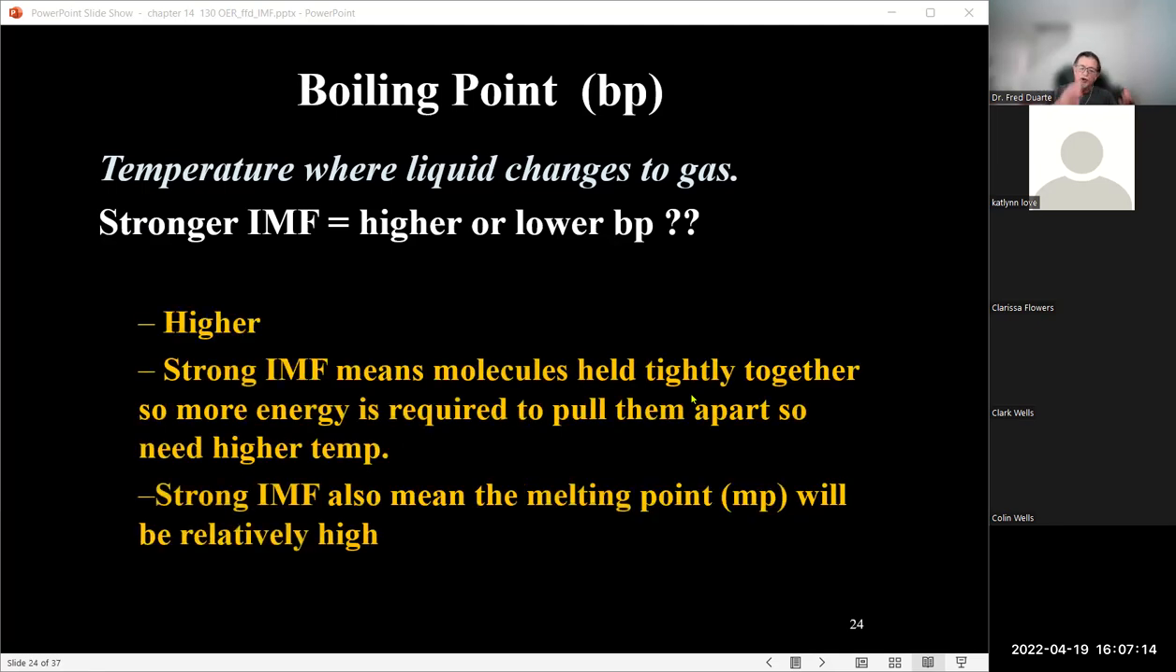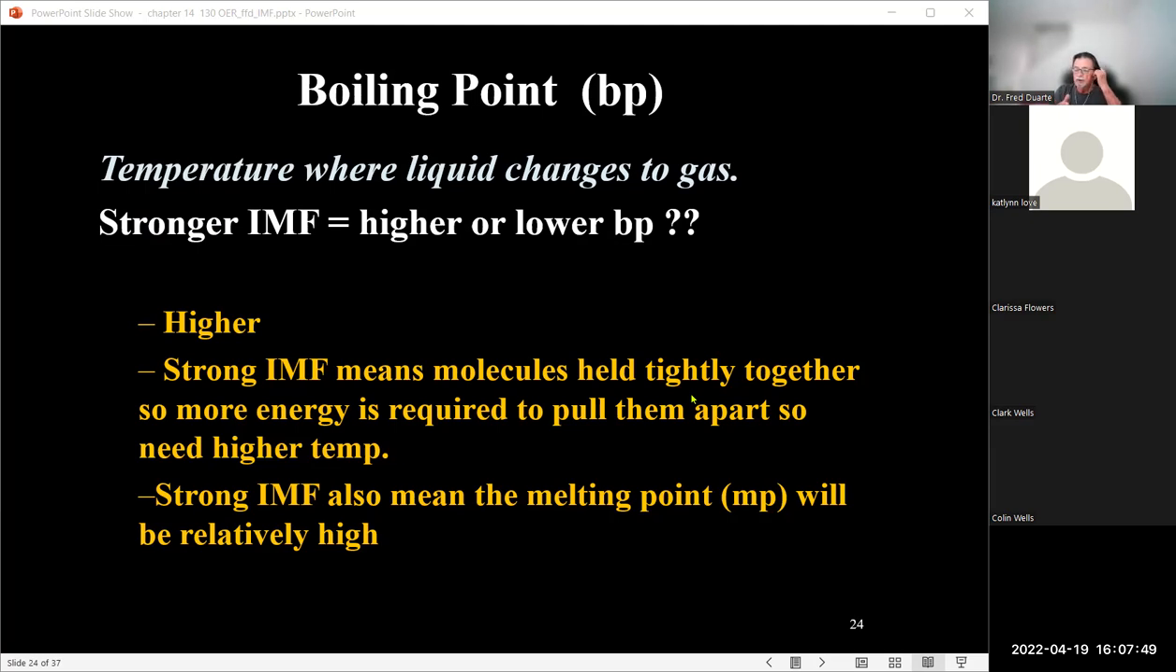So the stronger the IMF, the higher the boiling point, okay? I'm going to repeat that. The stronger the IMF, the higher the boiling point, because those molecules are being held down more tightly than, say, a different molecule. For somebody who has hydrogen bonding, for example, the energy required is going to be a lot more than, say, for a molecule that's dipole-dipole. We'll do some examples here in a second.